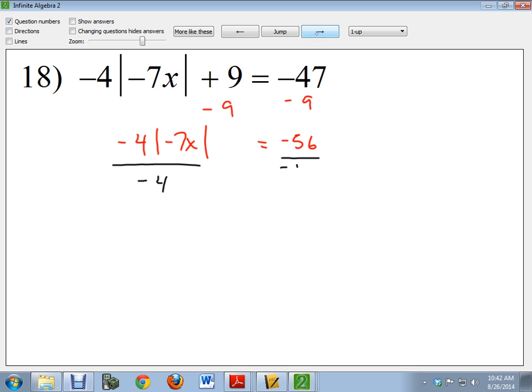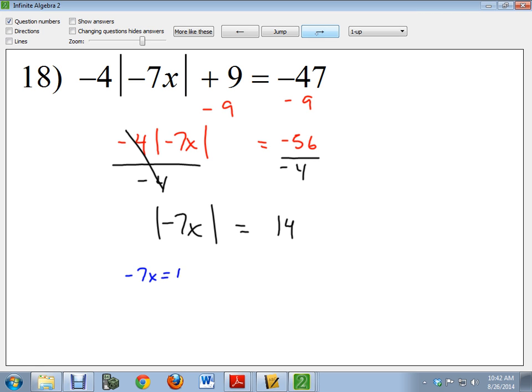And lo and behold, what is going to happen when I divide by negative 4? Absolute value of negative 7x is equal to 56 divided by 4, which is 14. But now it's a positive 14. It was a negative, but it became positive in the process of getting the absolute value alone. Now, this is where we would break it up into two equations, and they're very simple equations.